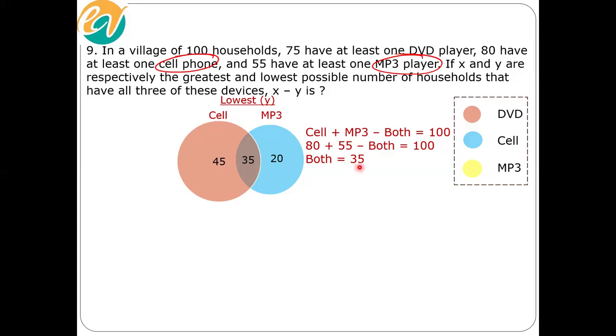What is the other gadget? DVD. Now, how many have DVD? 75. But what is our goal? To minimize the number of households that have all the three gadgets, right? So now think about it. Out of these 75 households that have DVD, the first household I would like to add in this bracket. What is this bracket? Households that have only cell.